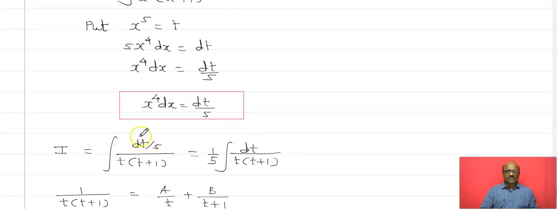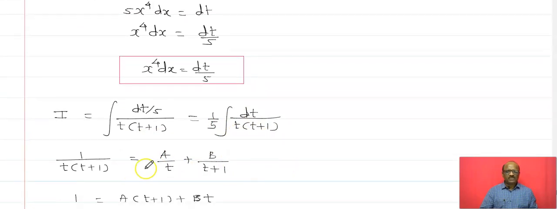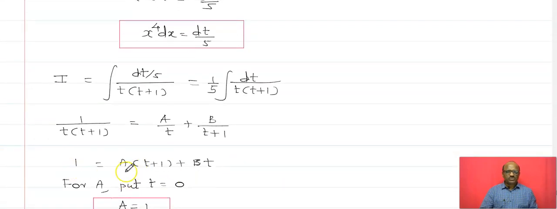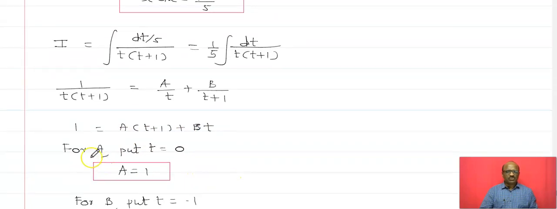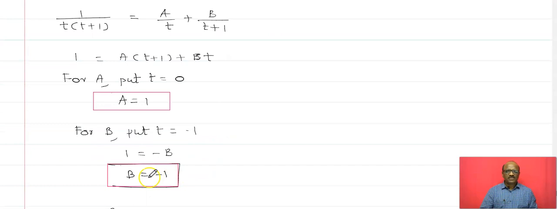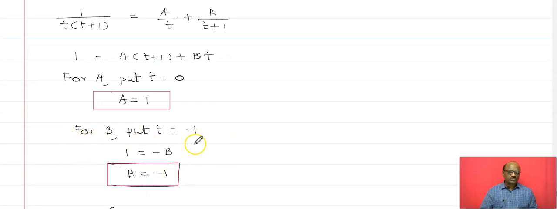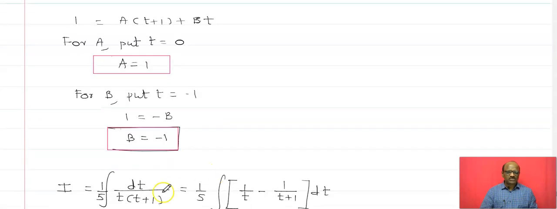Therefore I equals integral dt upon 5 t(t + 1), which is 1 by 5 integral dt upon t(t + 1). Separate it as a upon t plus b upon t + 1. So 1 equals a(t + 1) + bt. For the value of a, put t equals 0, then a is 1. For the value of b, put t equals minus 1: 1 equals minus b, so b equals minus 1.